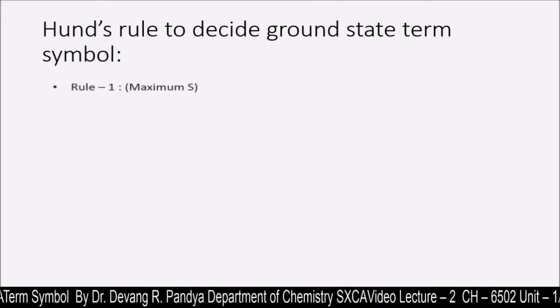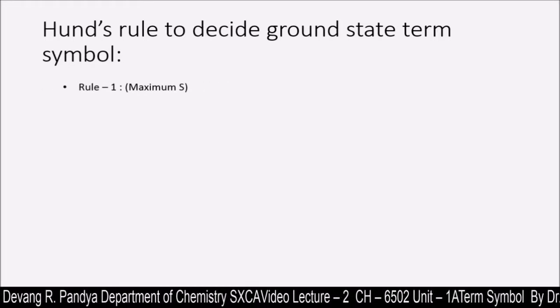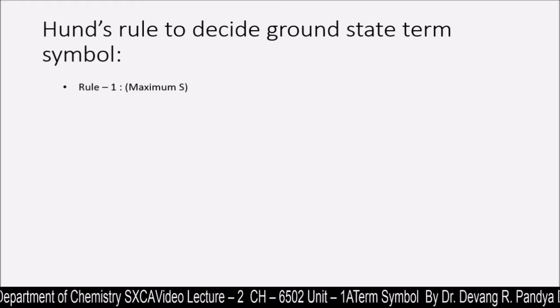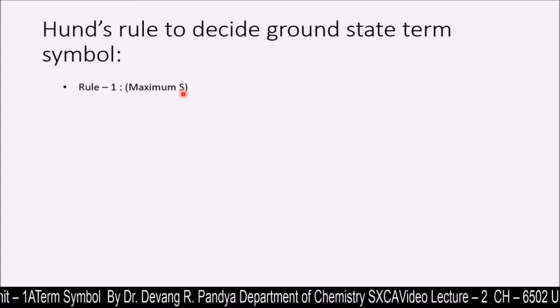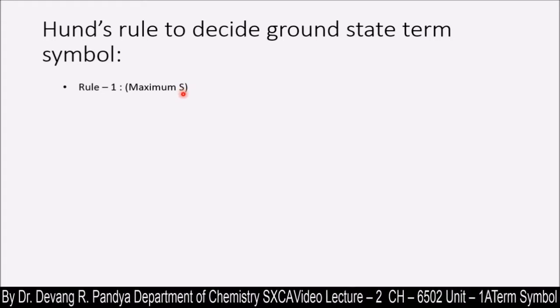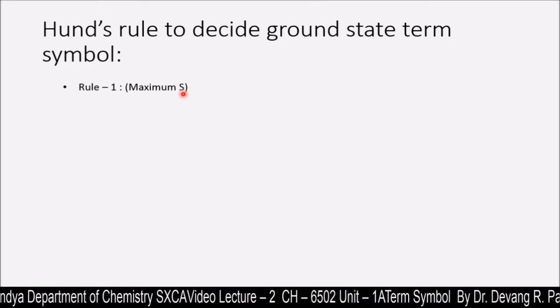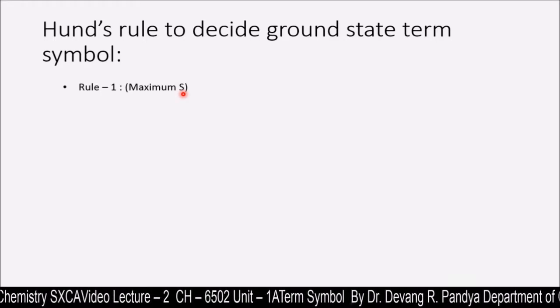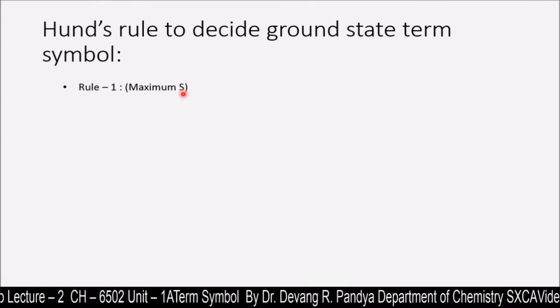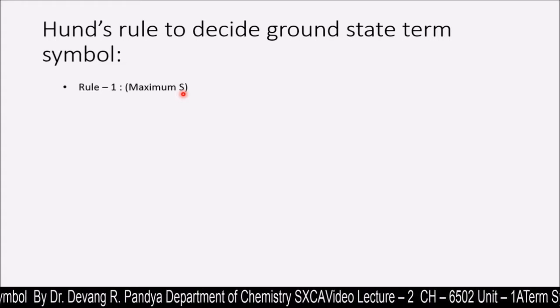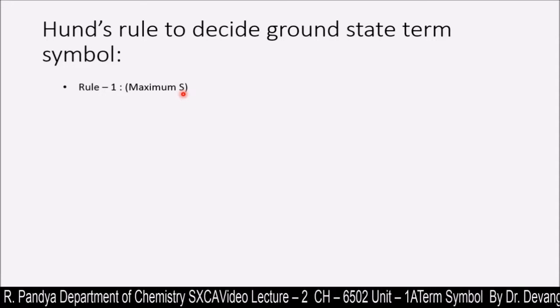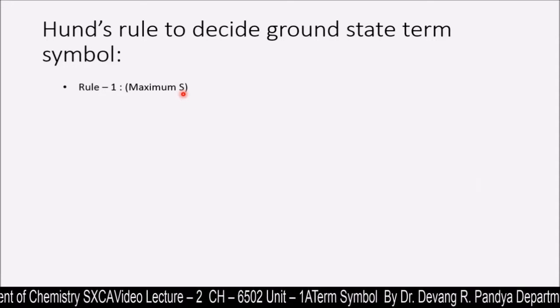Let's begin with Hund's rule to decide the ground state term symbol. Rule 1 is about the maximum S value. Here S is a capital S, which stands for the resultant spin angular momentum quantum number, obtained from the spin multiplicity of the specific microstate. So if we want to arrange the microstates in increasing order of energy, we need to find the maximum spin multiplicity value for that specific microstate or term symbol.